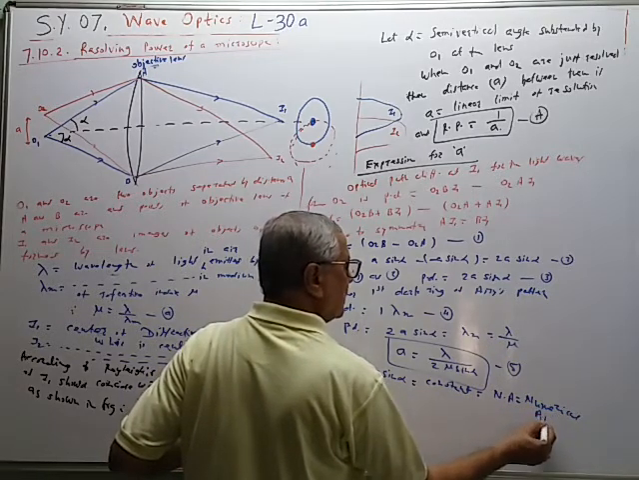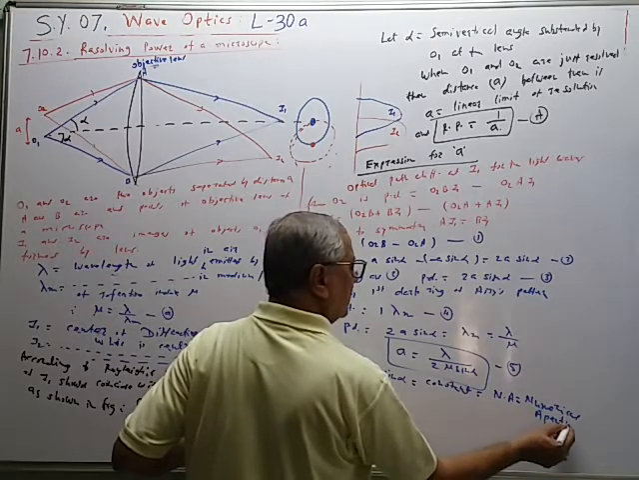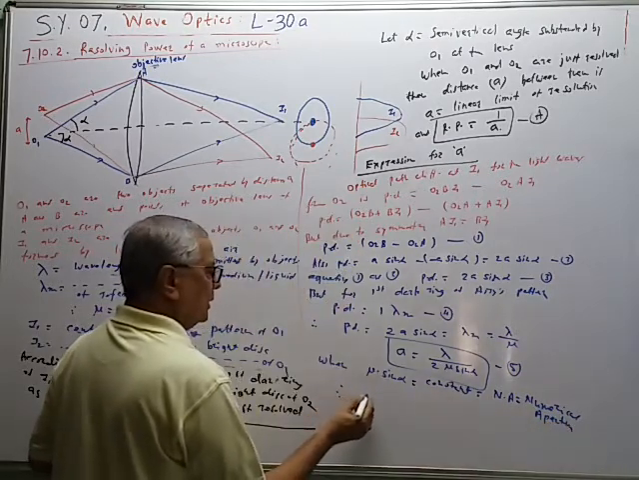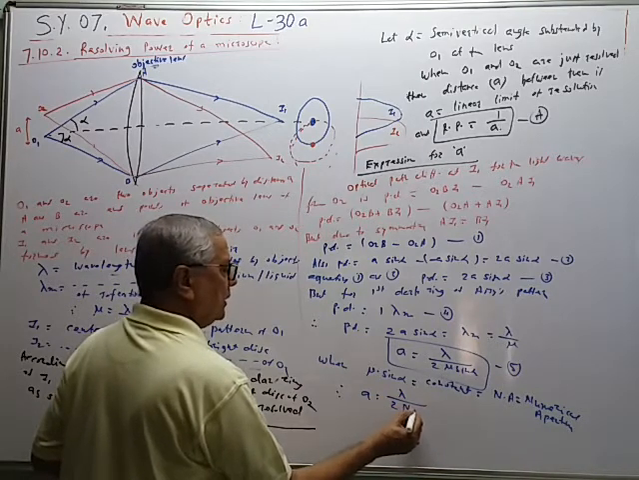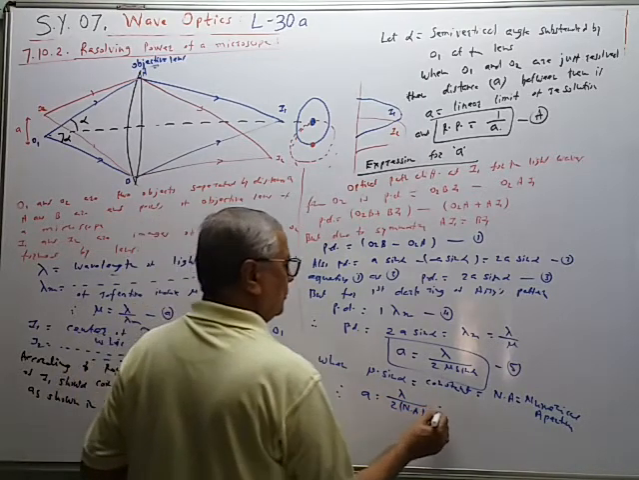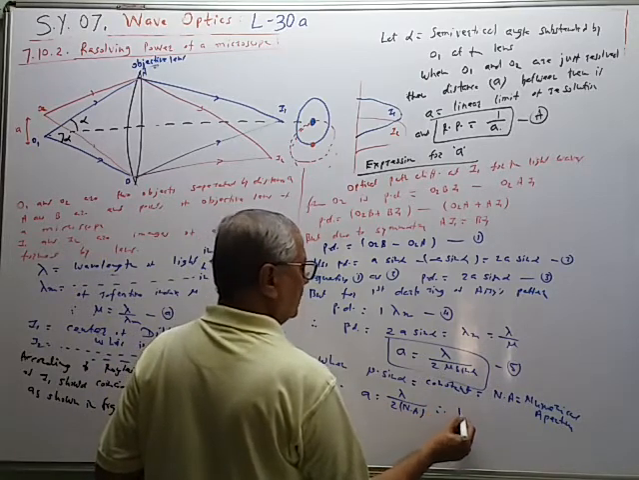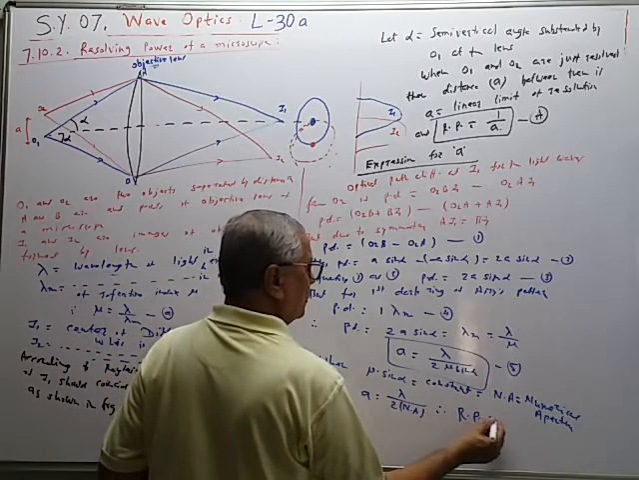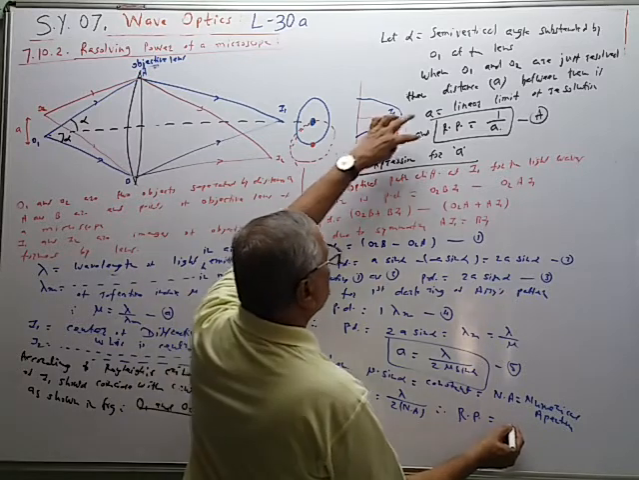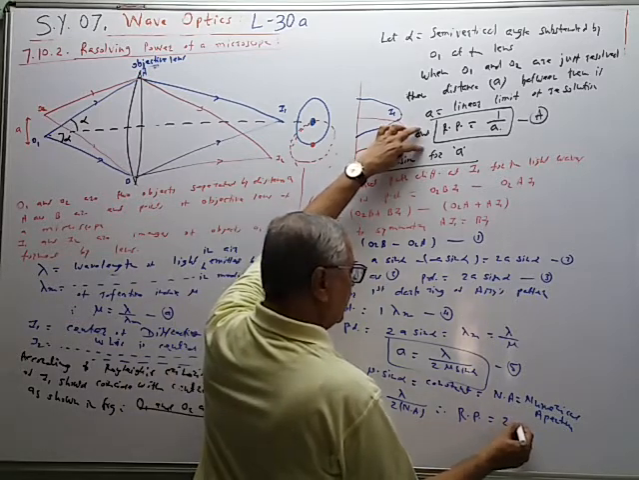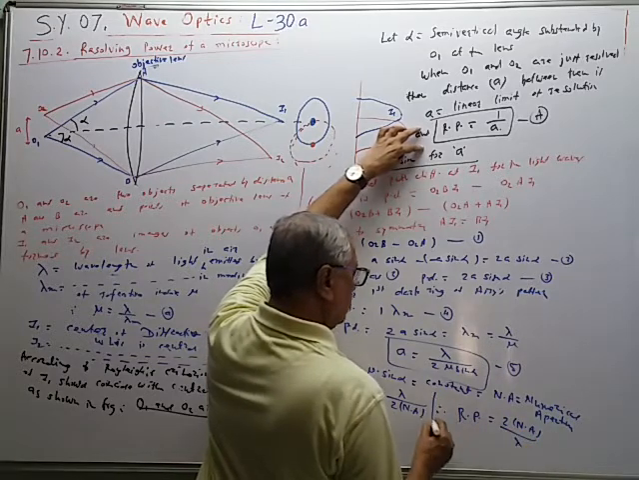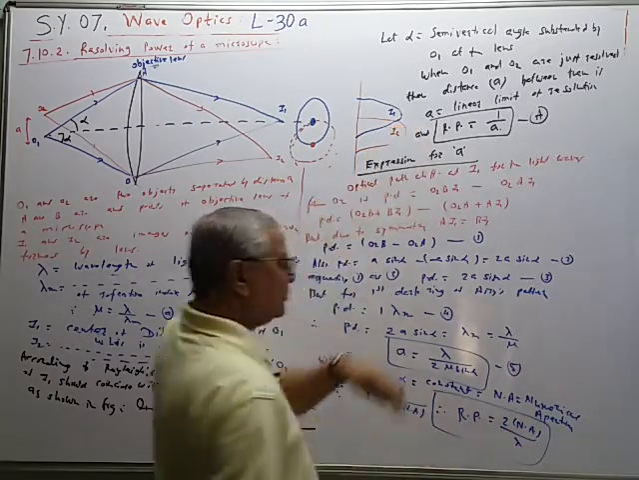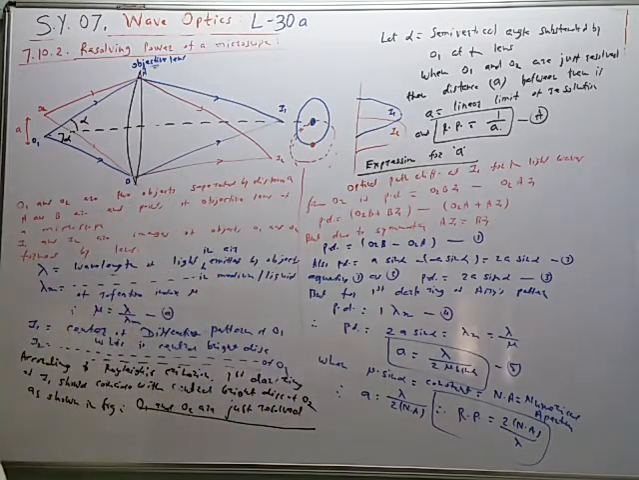Numerical aperture is short form NA, and therefore a is equal to lambda upon 2 times NA. Therefore the resolving power of a microscope is equal to 2 times NA upon lambda. So resolving power is always inversely proportional to the wavelength. Smaller the wavelength, more is the resolving power.